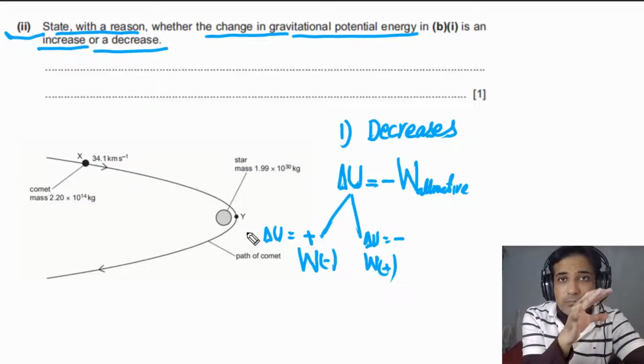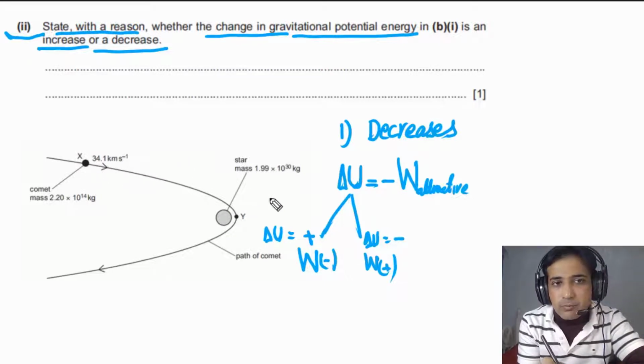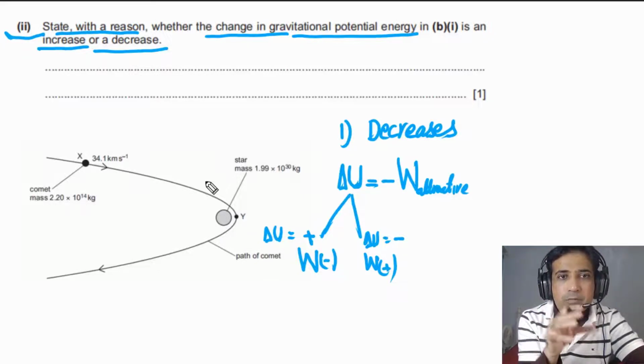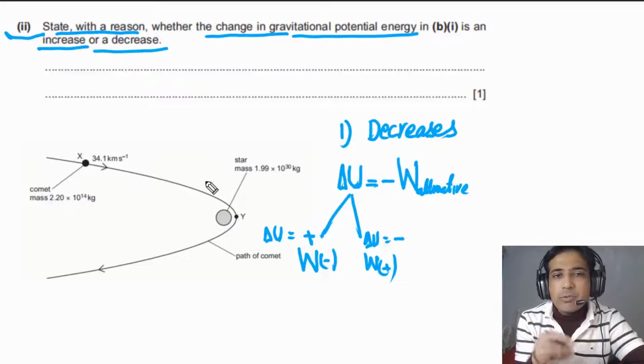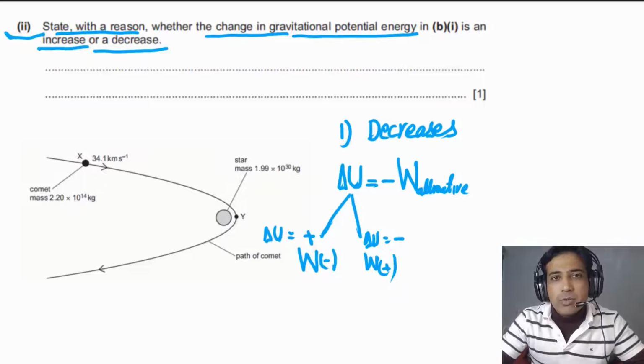In this case work done is positive, meaning gravitational force is doing positive work, so the change in gravitational potential energy is negative. So simply we can say, as in this case work is done by gravitational force, the change in gravitational potential energy is negative, or simply you can say gravitational force is attractive, so gravitational potential energy decreases. You can write down any 1 point and you will get 1 mark. This question has only 1 mark.